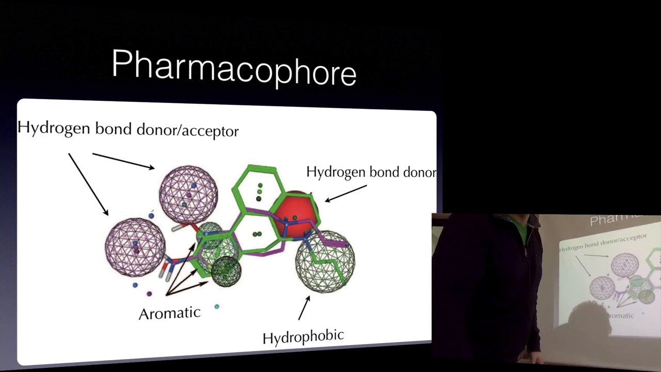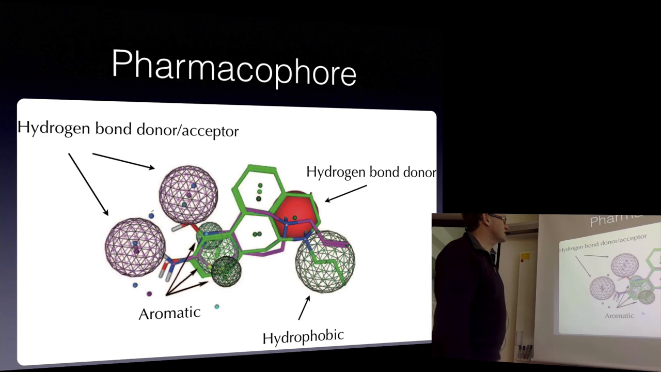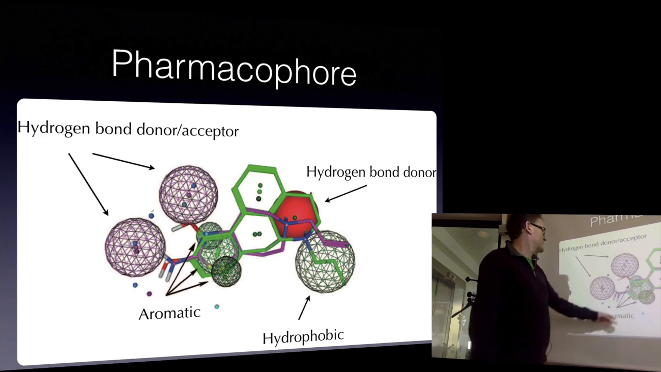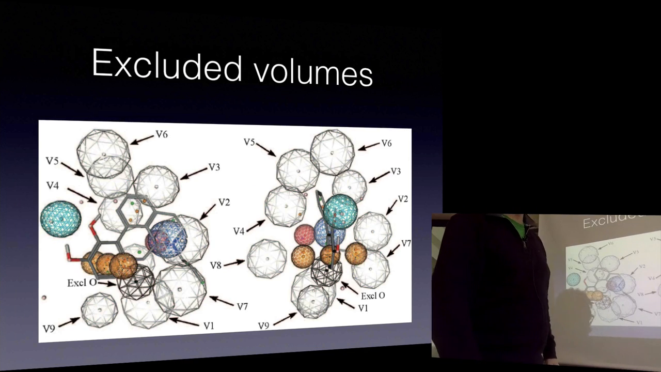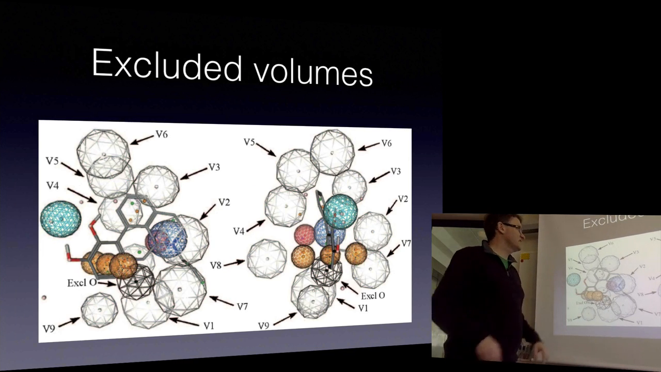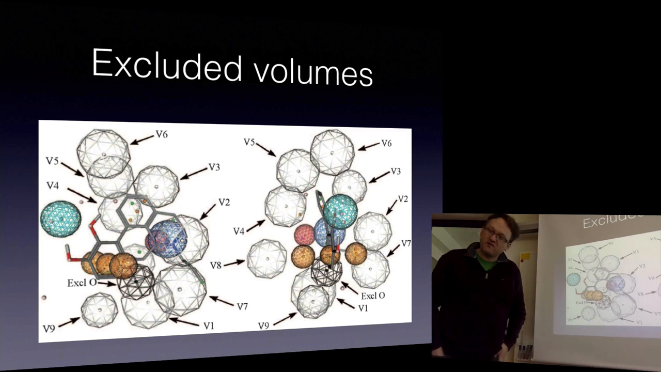The only problem is that it gets complicated. You can start mapping out aromatics, hydrophobicity. You can start mapping out the volume and everything. And in principle, it works, but it's not going to be a revolution.